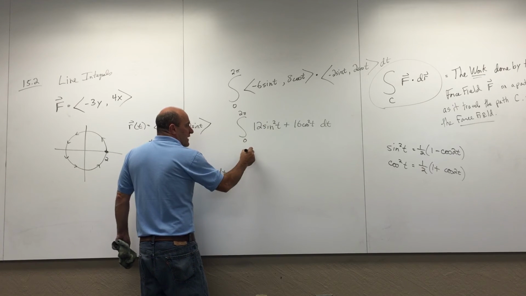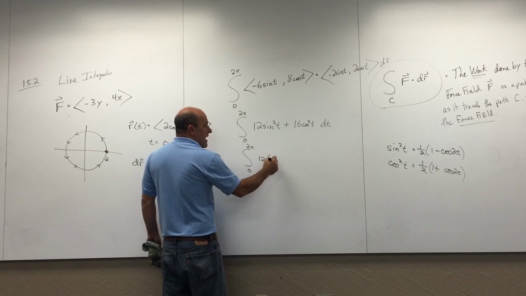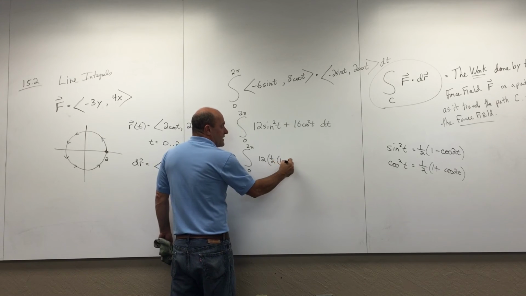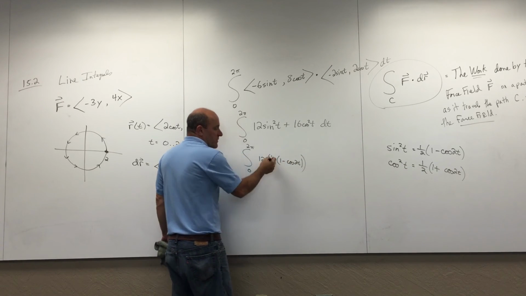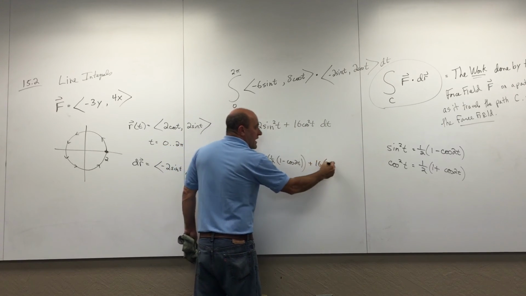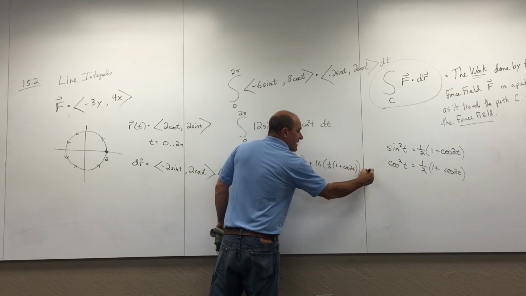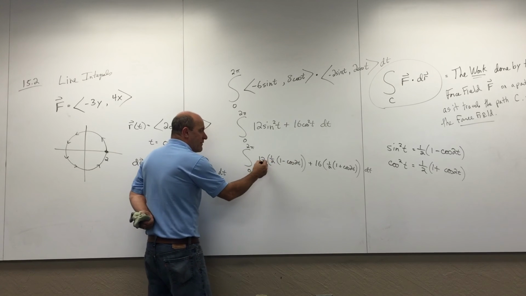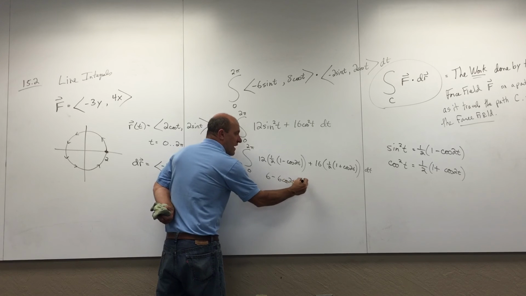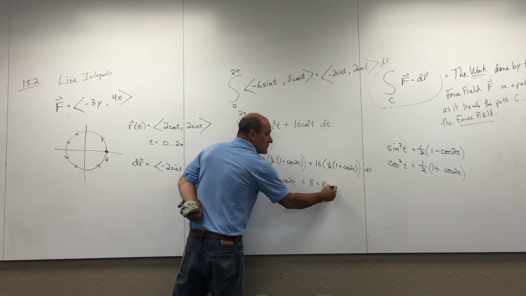Let's try this. 0 to 2 pi. This is going to be 12, and then I'm going to have sine squared, so that's going to be 1/2, 1 minus cosine 2t. So ultimately, it's a 6 there. Then this is 16, and it's 1/2, 1 plus cosine 2t. This might not be too bad. If I distribute, it's 6 minus 6 cos 2t. This is an 8. If I distribute it, it's 8 plus 8 cos 2t.